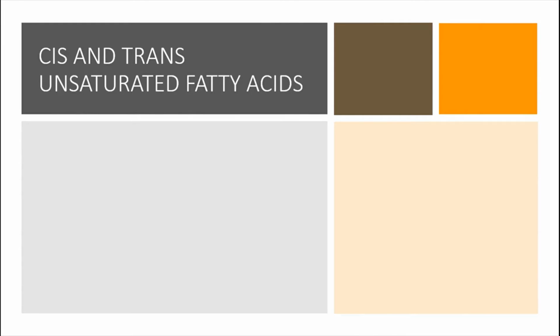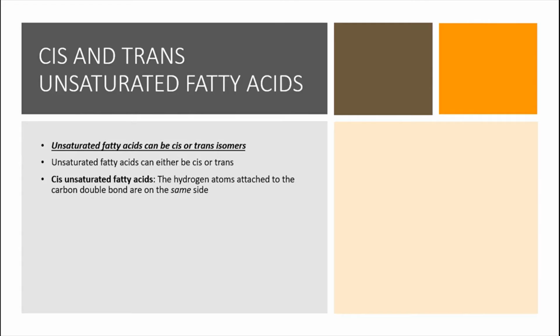Now let's have a look at unsaturated fatty acids in a bit more detail. What we need to understand is that unsaturated fatty acids can be cis or trans isomers. So they can exist as either a cis unsaturated fatty acid or a trans unsaturated fatty acid. What does this mean? Cis unsaturated fatty acids refer to where we have hydrogen atoms attached to the carbon double bond on the same side.